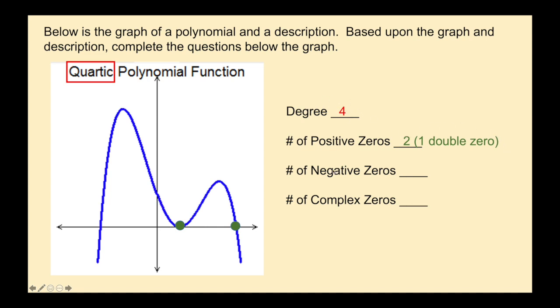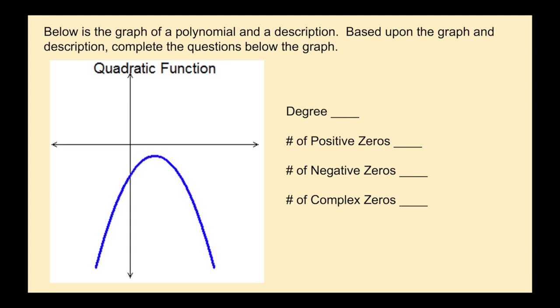Then when we talk about negative zeros, we do see that it crosses the negative side of the x-axis 1 time. So that is going to be our other solution. Now again, this counted for 3, that's 1 additional, so that gave us our total of 4 that we're looking for the degree. And that means that we have no complex zeros in this case. Try the next example.